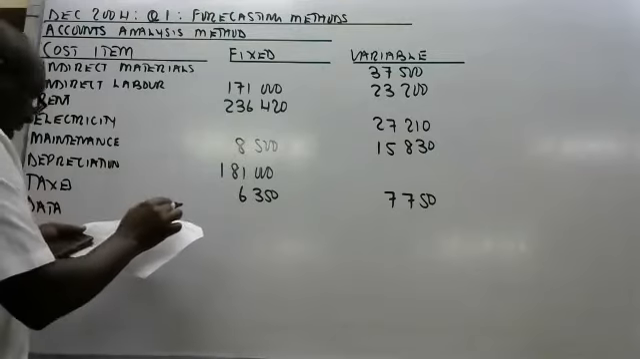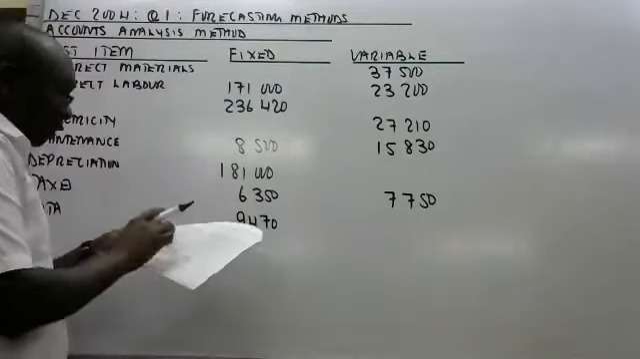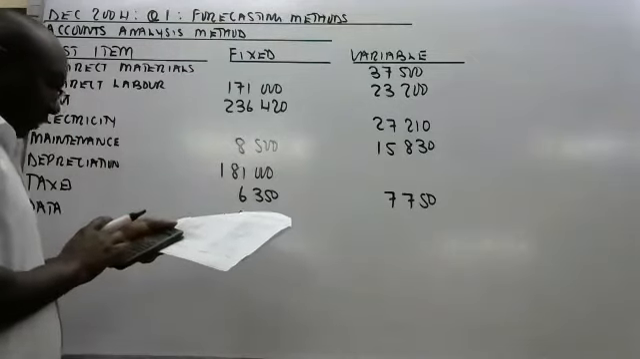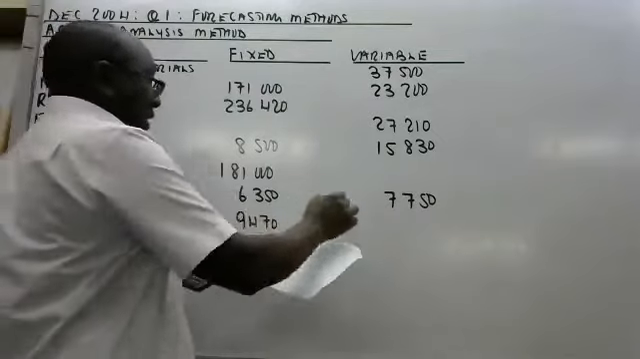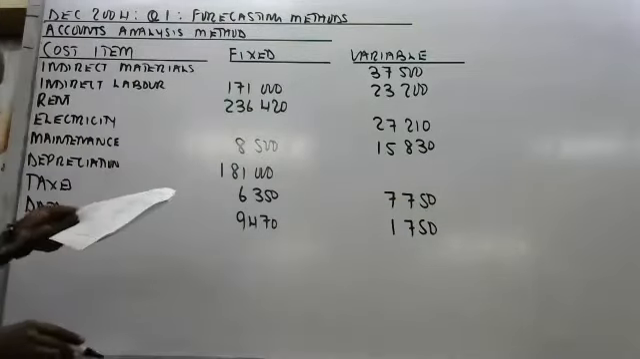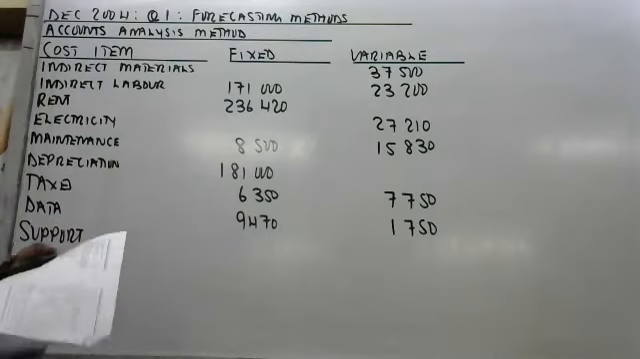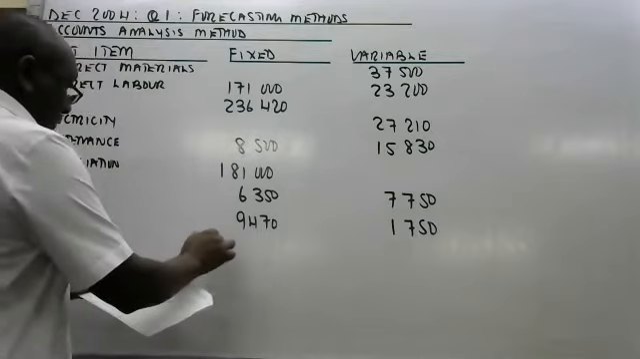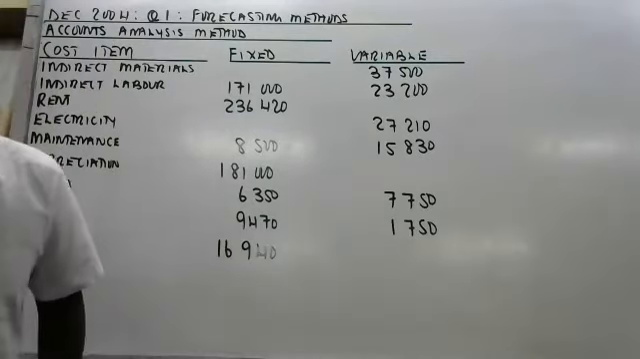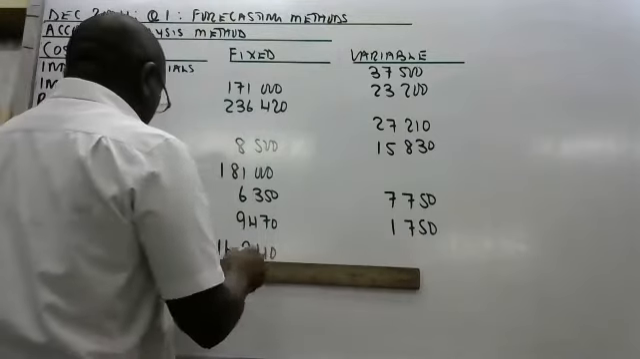Huyo mwingine ni data processing. The amount that is fixed is 9,470. The total amount for data here is 11,220. So 11,220 minus 9,470, you get 1,750. And then we have support. Support is a fixed amount of 16,940. So I hope you have been able to follow those typings.